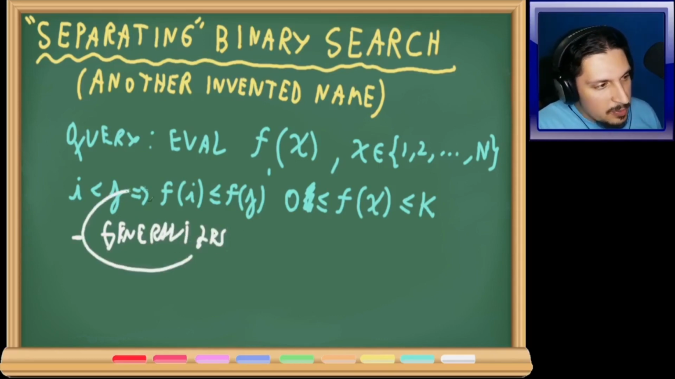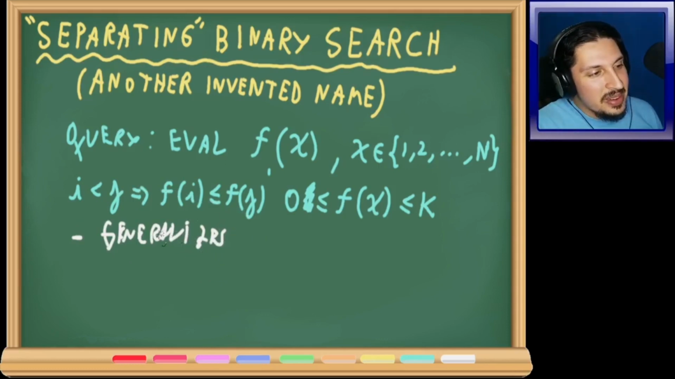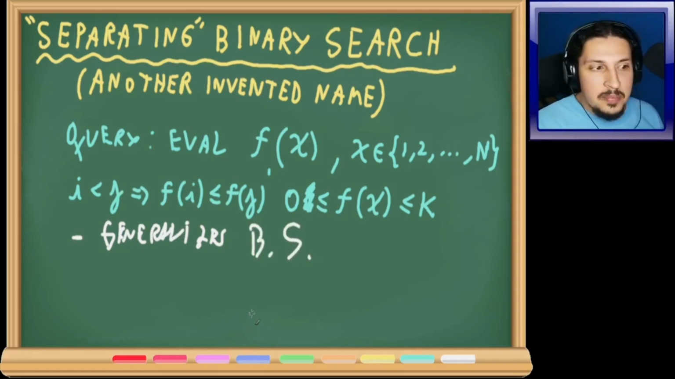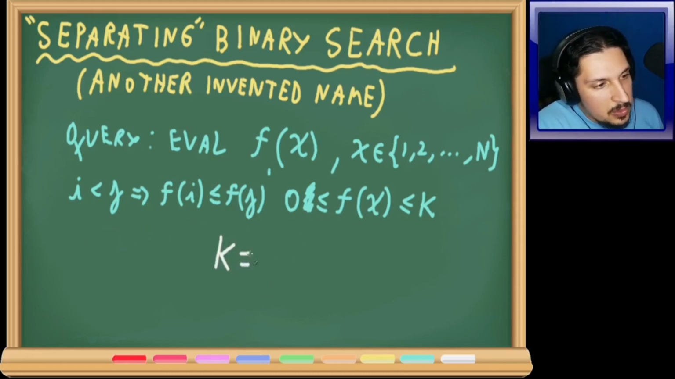Oops, here, believe me, here it says generalizes. You need to have faith. This generalizes binary search, the normal binary search. Why is this so? Because the normal binary search is exactly the case of k equals 2.